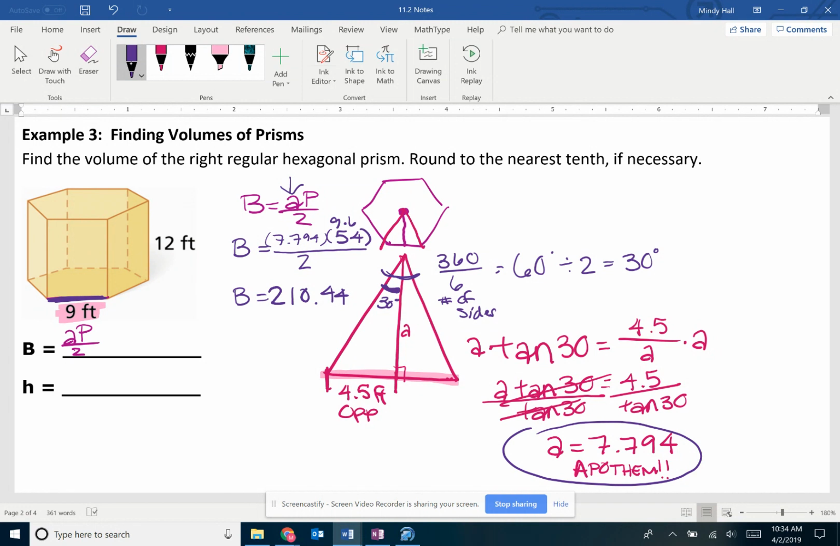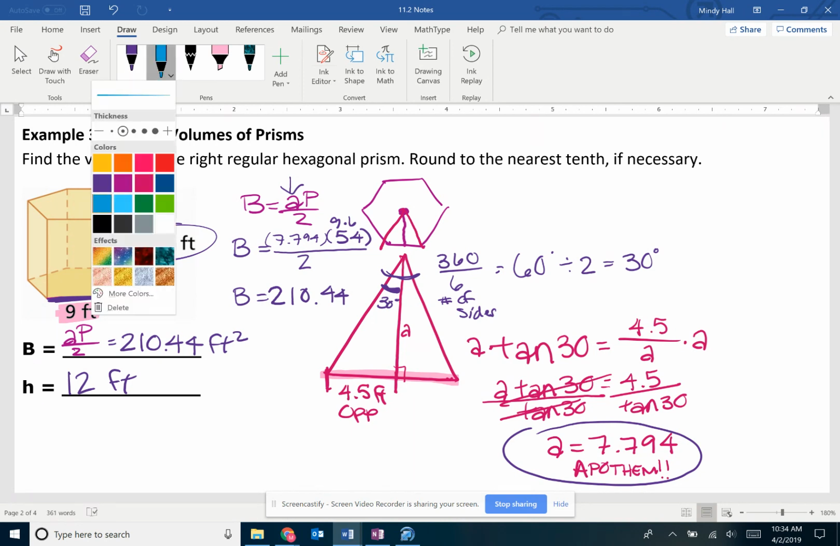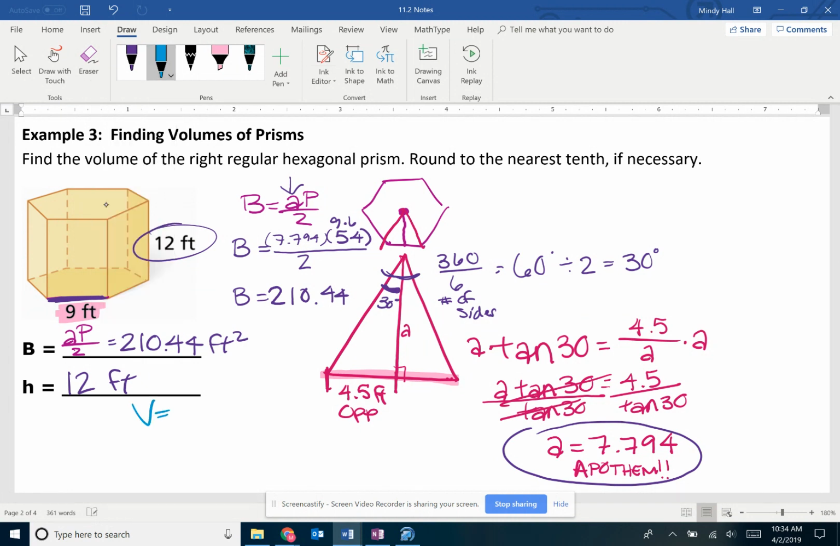So we know our base area is now 210.44. So then to find my height, it's given to me. That's my height. And for some of you, you may prefer to tell me what height is first because you know what it is. So now that I have my base area and my height, I'm going to have to plug into the formula for volume. So I have volume equals base area times height.